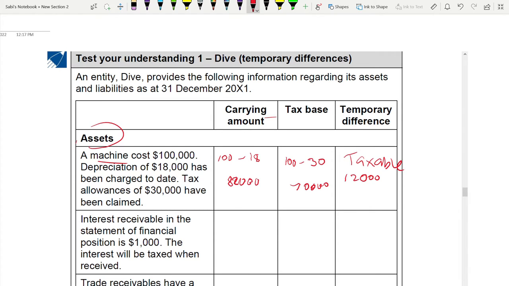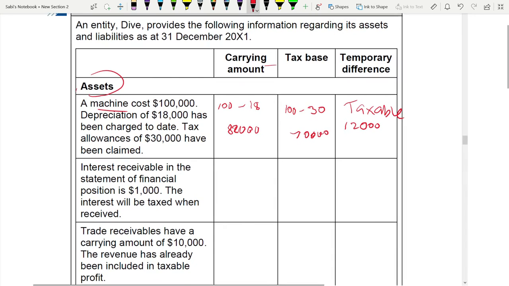Okay. Next, interest receivable. Even interest receivable is an asset. So interest receivable in the statement of financial position is 1,000. Interest will be taxed when received. So carrying amount is what? 1,000. Because of the accrual concept. Tax base. See, they told interest will be taxed when received. That means it's a cash basis. On cash basis, it will be taxed. You still didn't receive this 1,000. You are going to receive it. So when you receive it, it will be taxed. Now it is not taxed. So tax base will be nil or zero. So temporary difference will be 1,000. This also will be taxable because it's a positive figure.